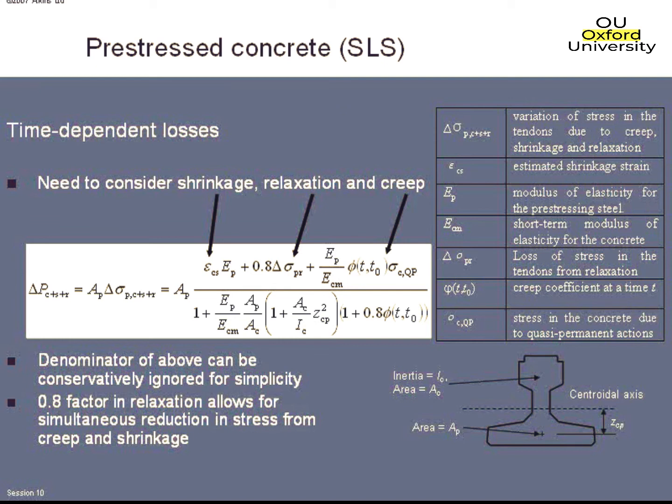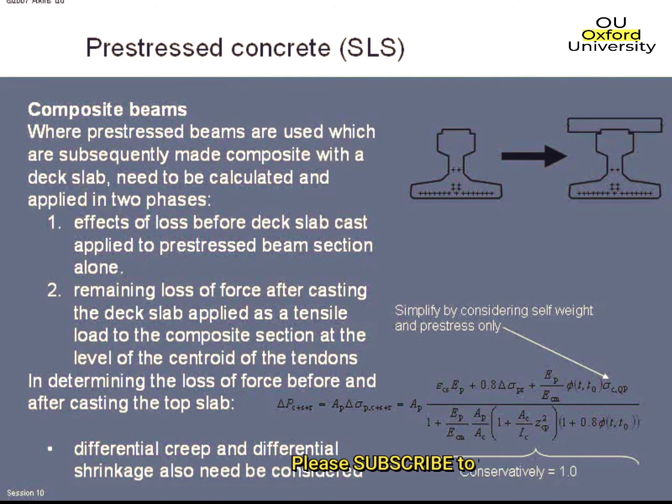If you want to be quick, then you only need to consider the numerator, because this is the same denominator I showed you for the short-term elastic relaxation loss. And once again, the denominator is, for most normal sections, only going to be about 1.1 or something like that. So you can leave it out, but come back to it if you desperately need to get your losses down.